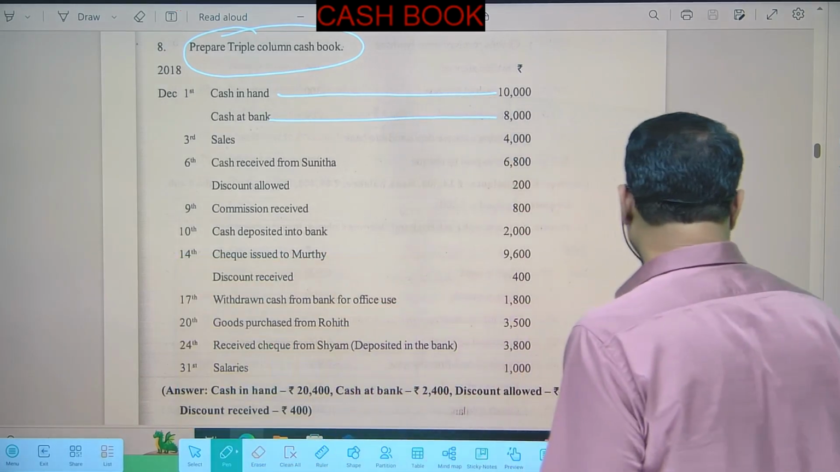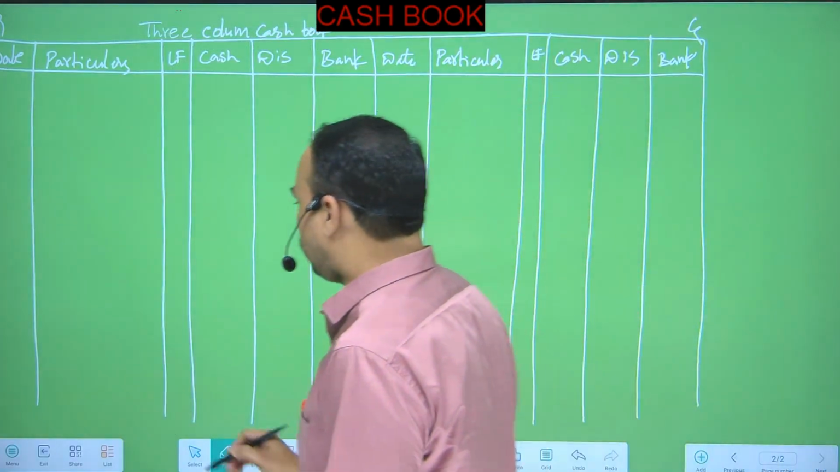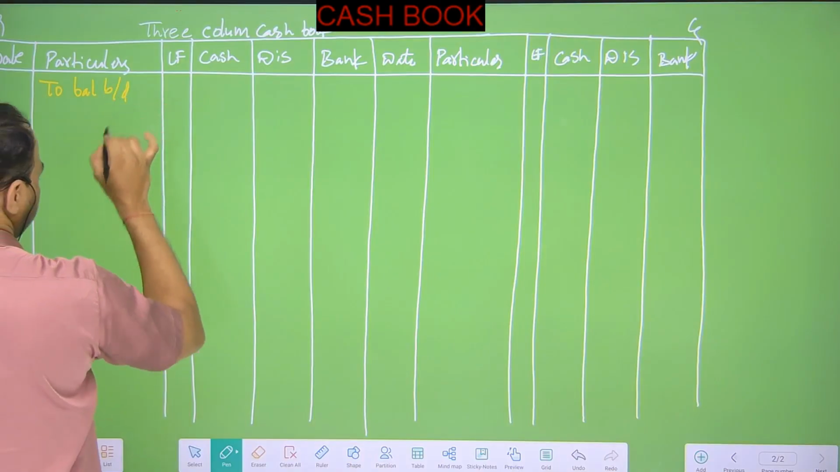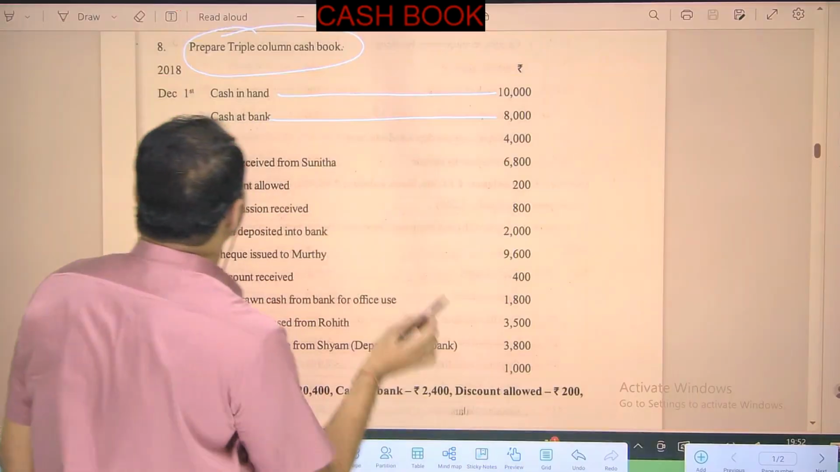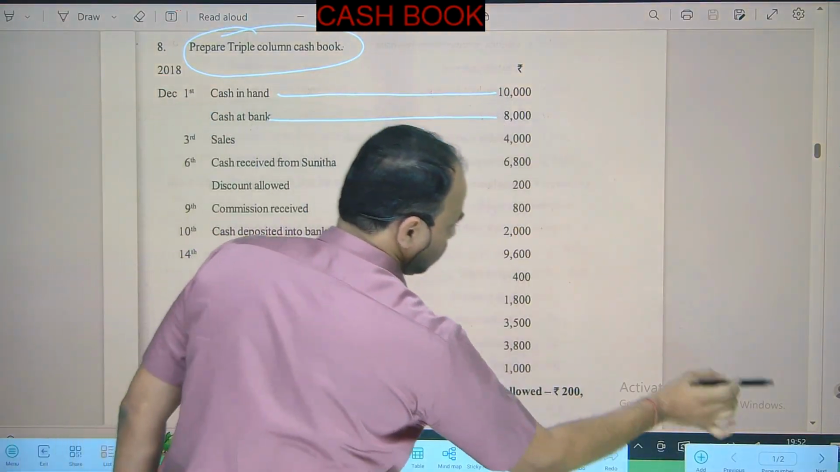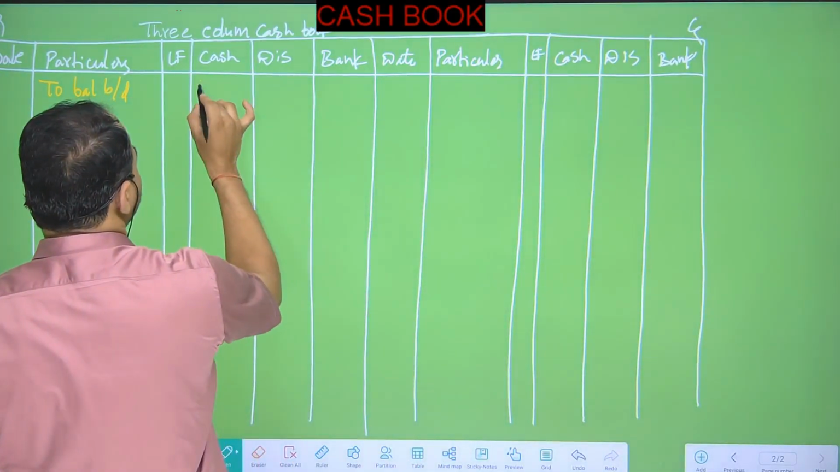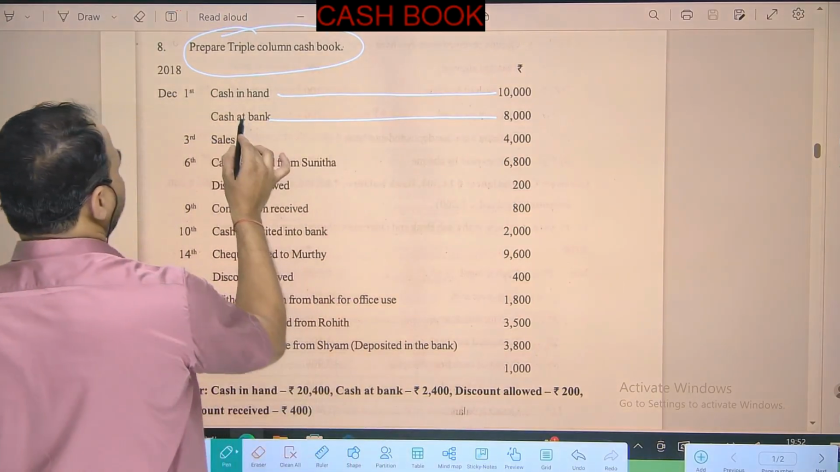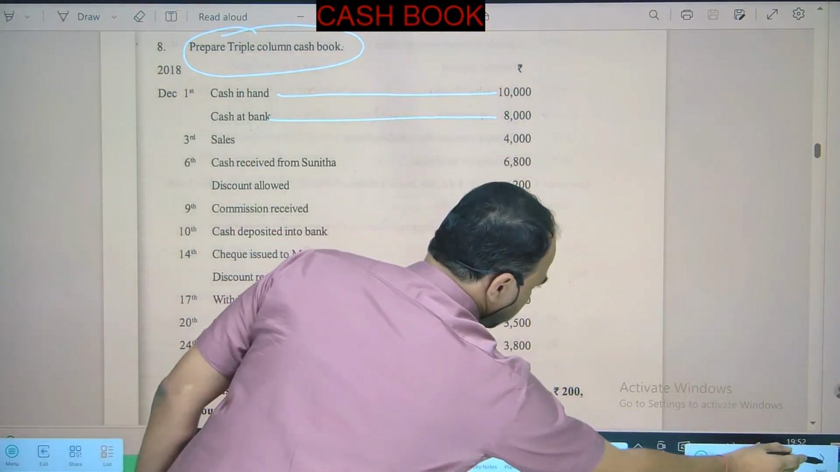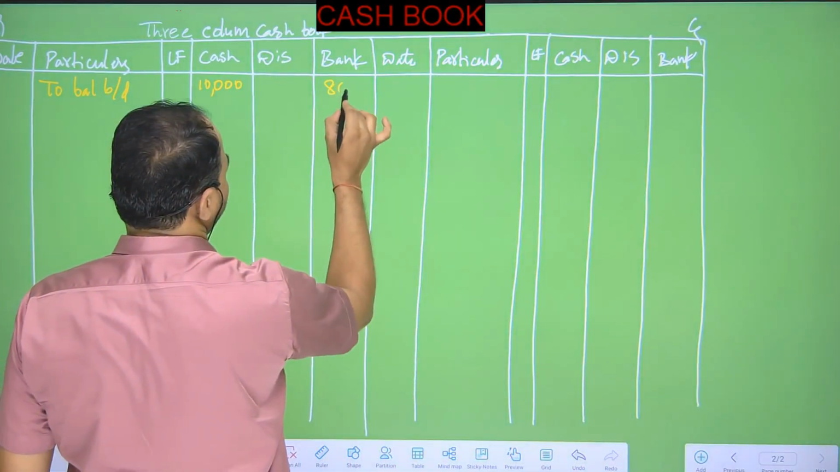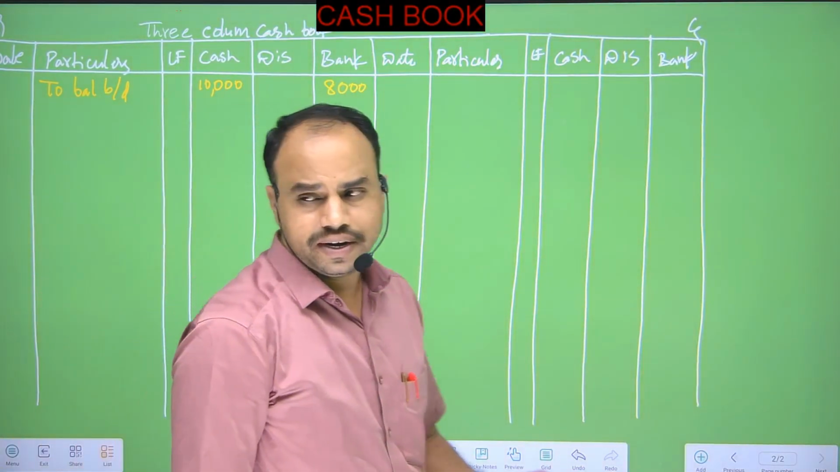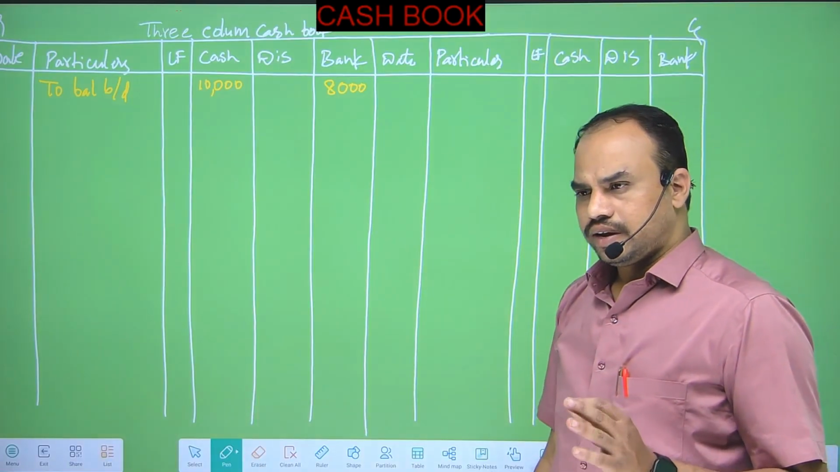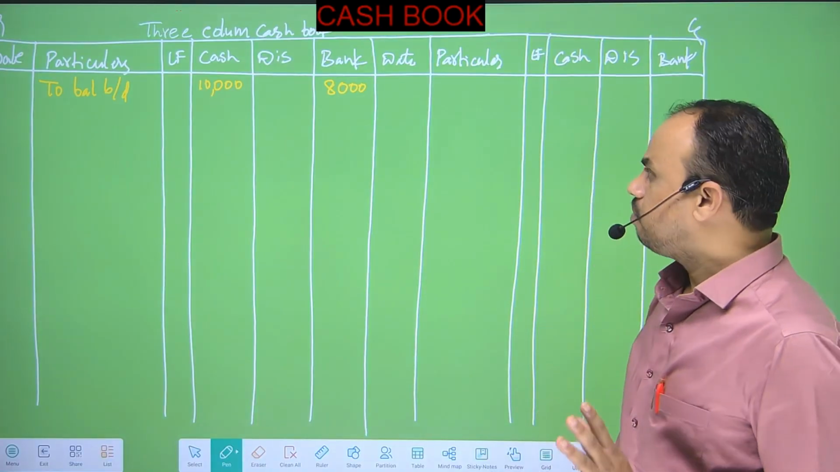So in the debit side cash column, in the particulars column you have to write 'To balance brought down' as the opening balance. Cash in hand, how much is given? 10,000. So write it in the cash column on the debit side. Next, cash at bank, how much is given? 8,000 rupees. So in the debit side bank column you write down 8,000 rupees.